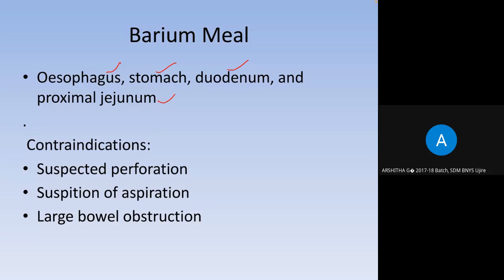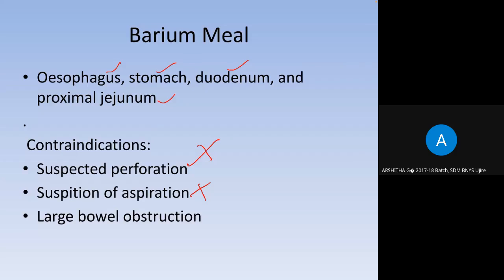Again, as we have seen in barium swallow, what are the contraindications? Perforation, you should not give. Suspected aspiration, that is a bedridden patient: you cannot ask him to have a barium meal. Who is comatose, who is not fully oriented: if you ask him to have a barium meal, he will just aspirate.